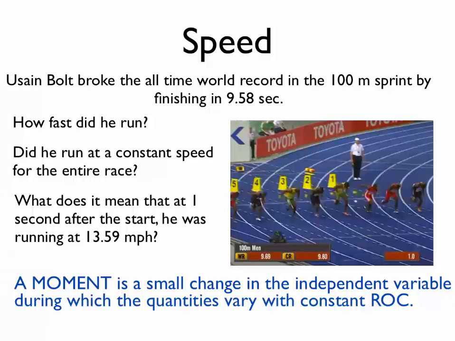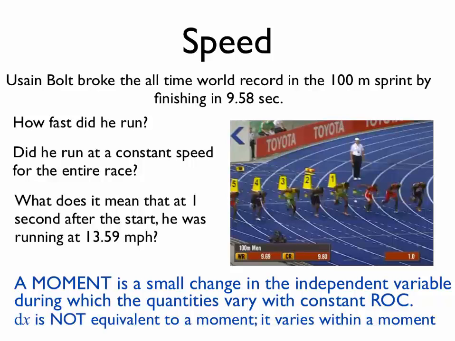Okay? All right, so a moment is a change in an independent variable during which the quantities vary with constant rate of change. So can we get a small enough amount of time so that essentially he's going at a constant rate, because this is a constant rate? That number is a single number, so it must be a constant rate of change. So a moment is a small change in the independent variable during which the quantities vary with constant rate of change.